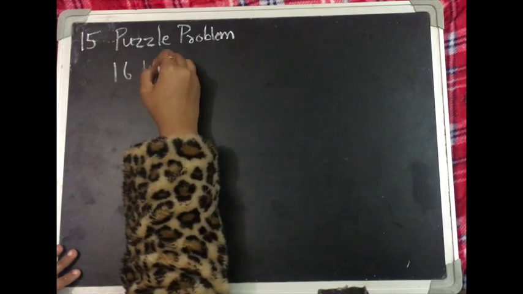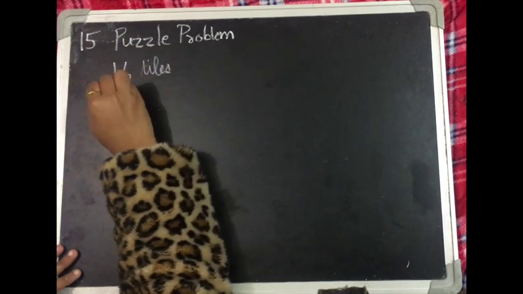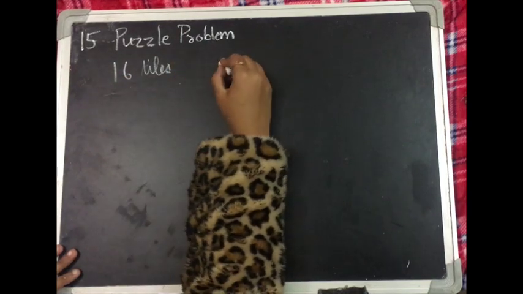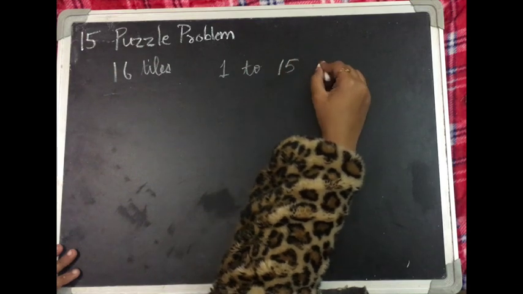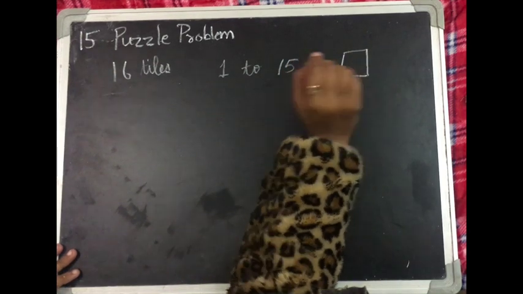Today we are going to discuss the 15 puzzle problem. So basically, what a 15 puzzle problem is that I have 16 tiles. Out of these 16 tiles I will number 15 tiles 1 to 15, and one tile will be empty.